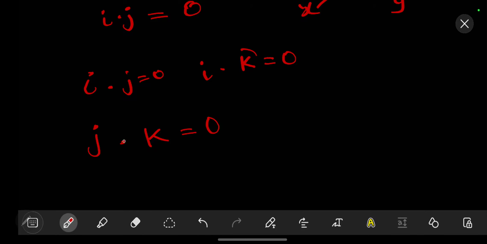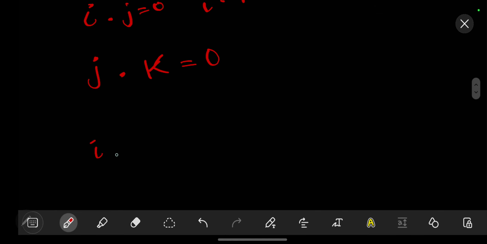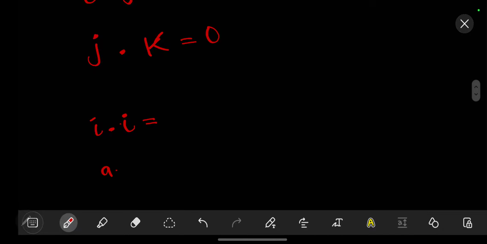So we have something like that. Immediately we can now look at what i dot i is equal to. The i dot i should be equal to, we have already established that A dot B, this is our formula, which we are going to further understand, is the magnitude of A times the magnitude of B times the cosine of theta.